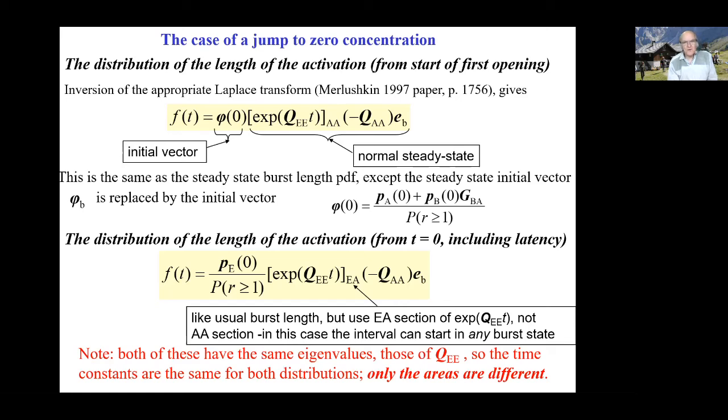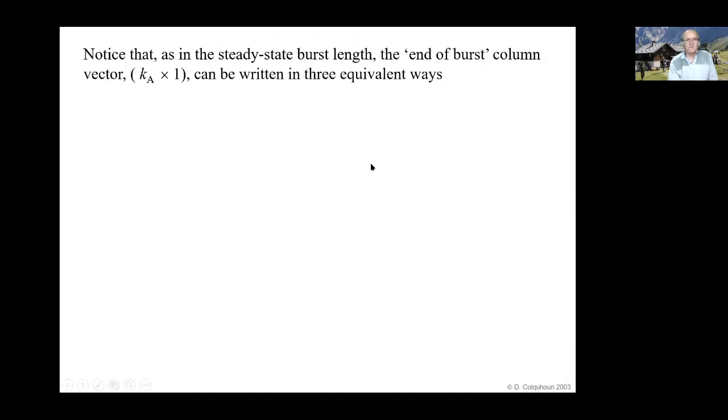But notice that the time constants of these distributions depend entirely on this exponential bit. The time constants for the observed distributions will be the eigenvalues, or 1 over the eigenvalues, of minus QEE, and they're exactly the same in both of these expressions. All that differs is the initial vectors. So we expect that we will see the same time constants for all these distributions, but just with different areas for the different distributions.